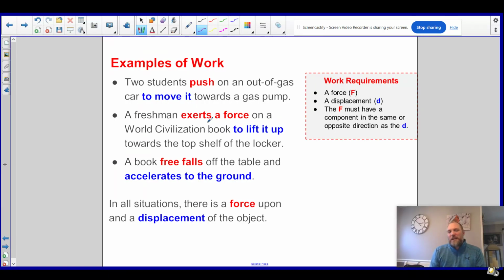What you're seeing in each of these examples on the screen is the requirement that we have: there has to be a force, there has to be a displacement, so the object has to be moving, and we have to have at least a component of the force that is in the same direction or opposite direction of the displacement. Okay, so some part of the force has to be collinear with the displacement.